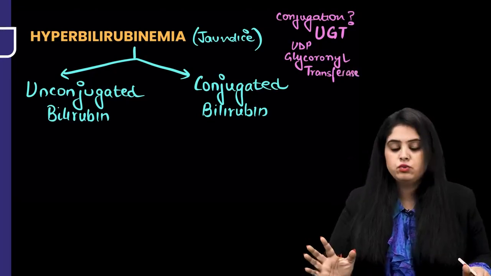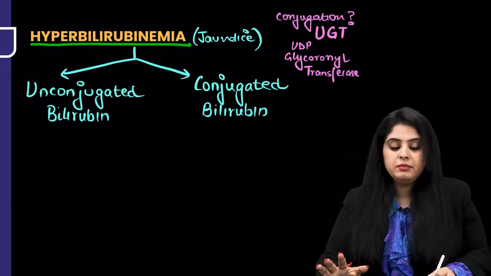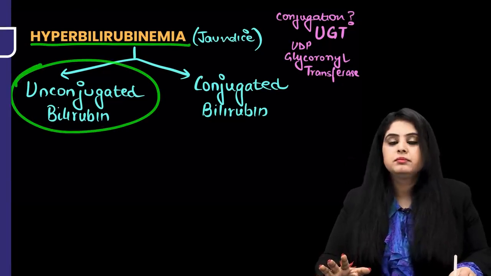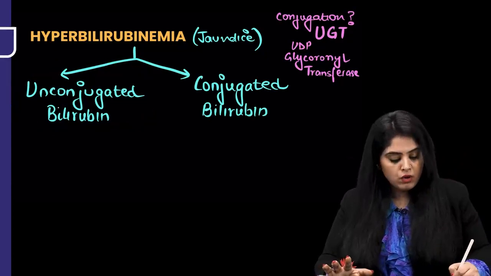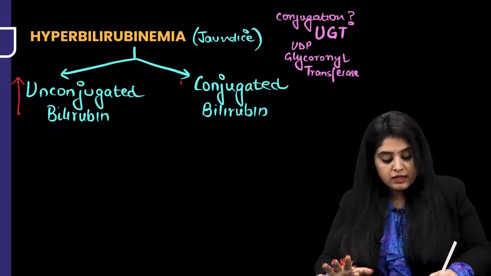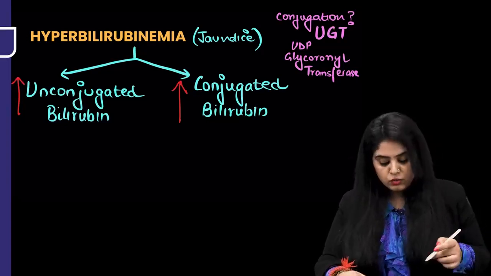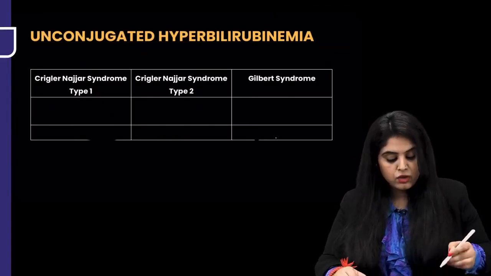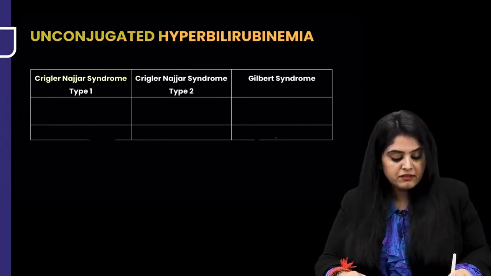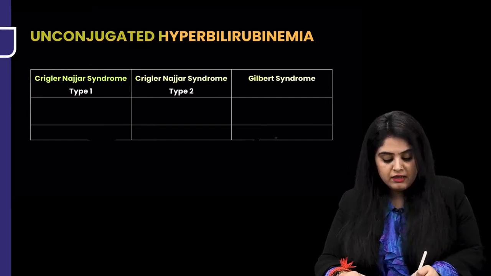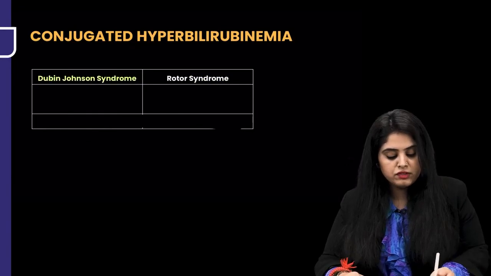Bilirubin conjugation by UGT. So now, if I say that someone is having hyperbilirubinemia, you will say either there is a problem that conjugation did not occur, so unconjugated bilirubin is increasing, or conjugation occurred, but after that the problem occurred, so conjugated bilirubin is increasing. So what are the two syndromes that you have for unconjugated hyperbilirubinemia? For unconjugated hyperbilirubinemia, we have Crigler-Najjar syndromes and Gilbert syndrome. And what are the two for conjugated? For conjugated we have Dubin-Johnson and Rotor.